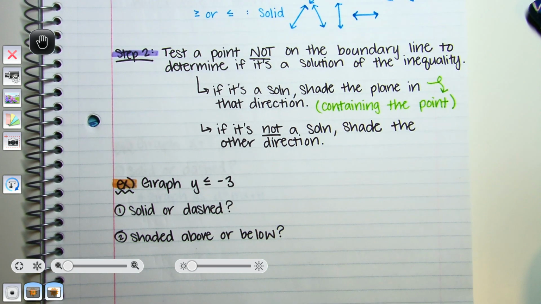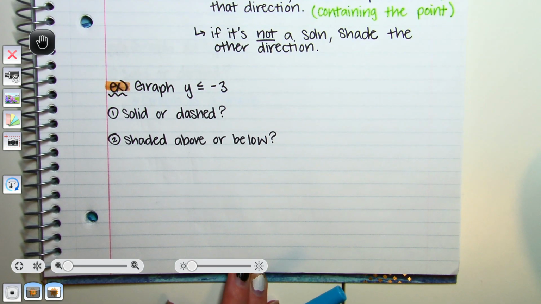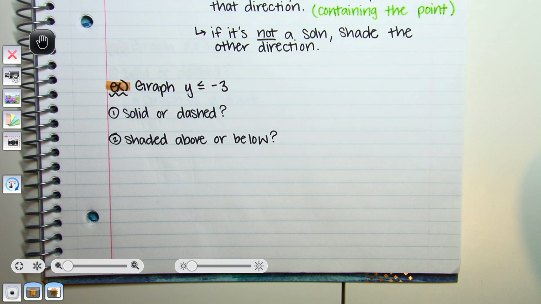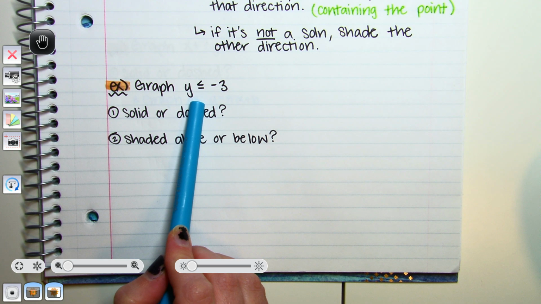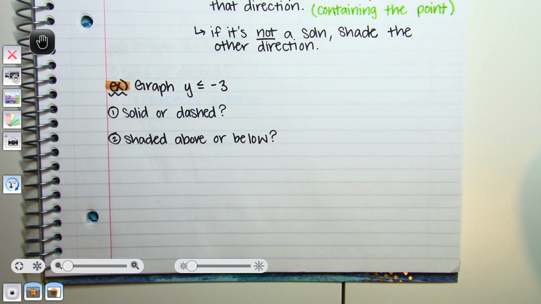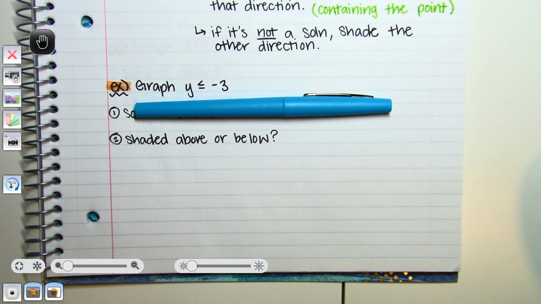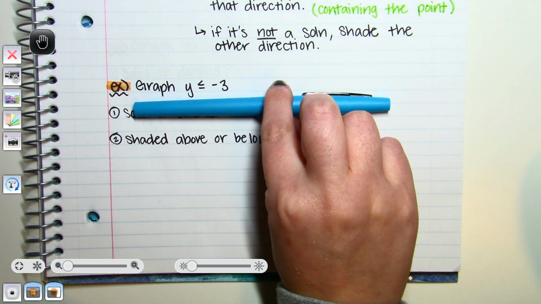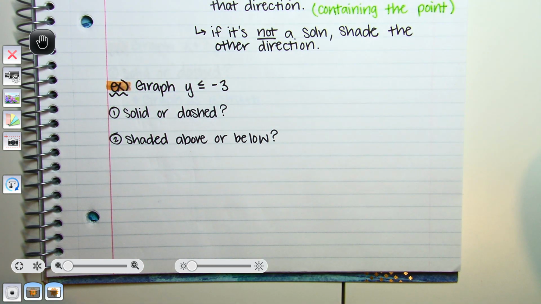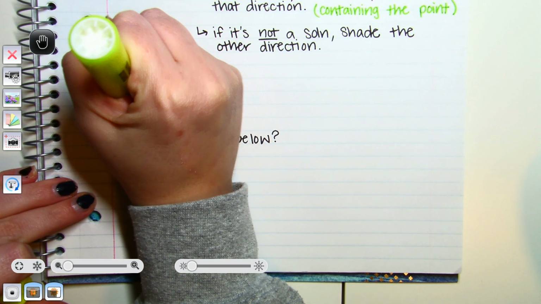So first, let's do one of these where it is one of the special cases, the horizontal and vertical lines. So first off, y is less than or equal to -3. Is this going to be a horizontal or vertical line? Good, you should have said horizontal line. It's going to go through the y-axis, so it'll be like this, that orientation. All right, next question. Solid or dashed? Good, you should have said solid. This has an "or equal to" in the inequality, which means it is a solid line.